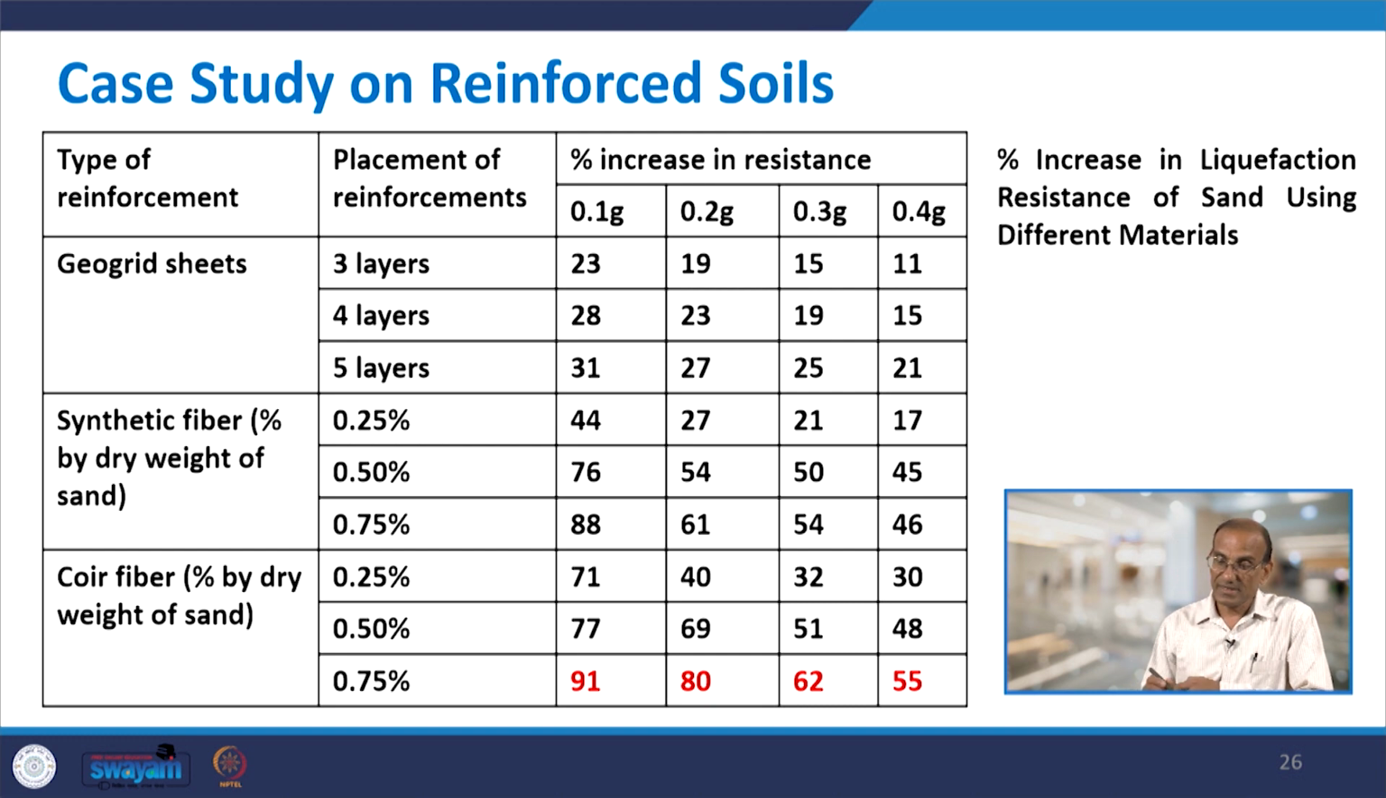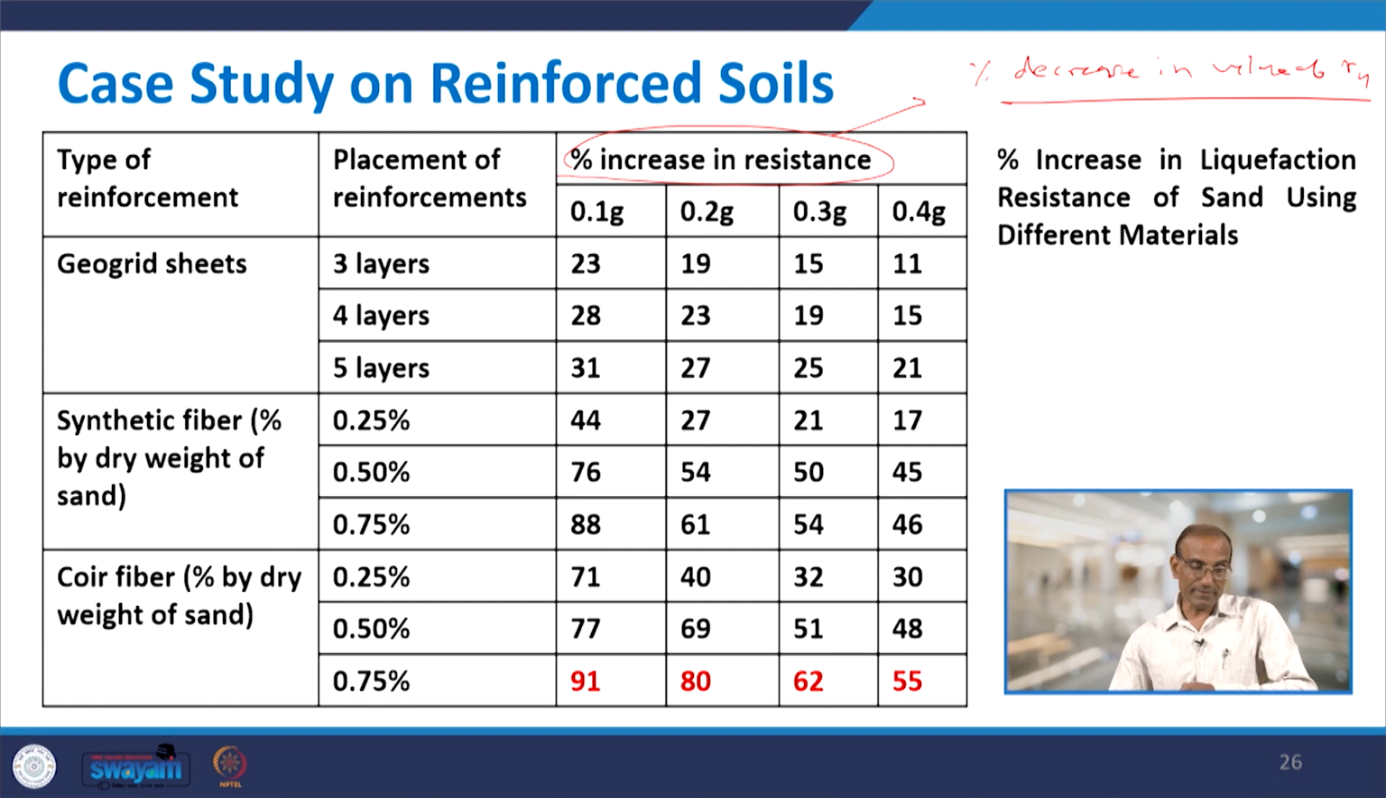So, basically the percentage increase in resistance, you can say, is the percentage decrease in the value of RU. This is the calculated percentage decrease in value of RU. RU decreases means the resistance will increase. You could see that the maximum increase in resistance comes with coir fiber. If you have 0.75%, your resistance increases 91% for 0.1 G and 55% for 0.4 G.